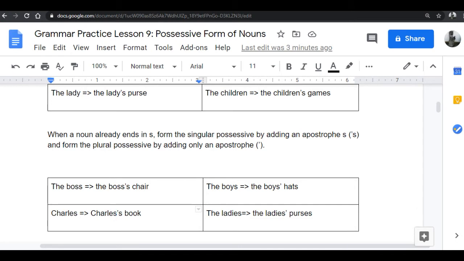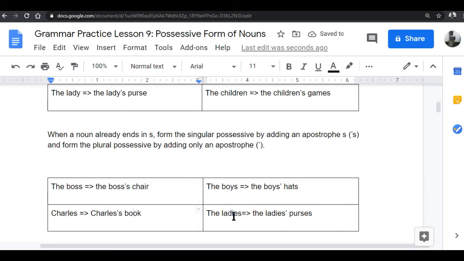Charles's book. The boys' hats. Plural, this is plural. So you just add the apostrophe. Boss is not plural, boss is singular. So it becomes the boss's chair. If it were plural, it would be boss, bosses, bosses, like this. Okay, that would be the plural, but we are just talking about singular when it comes to the boss.